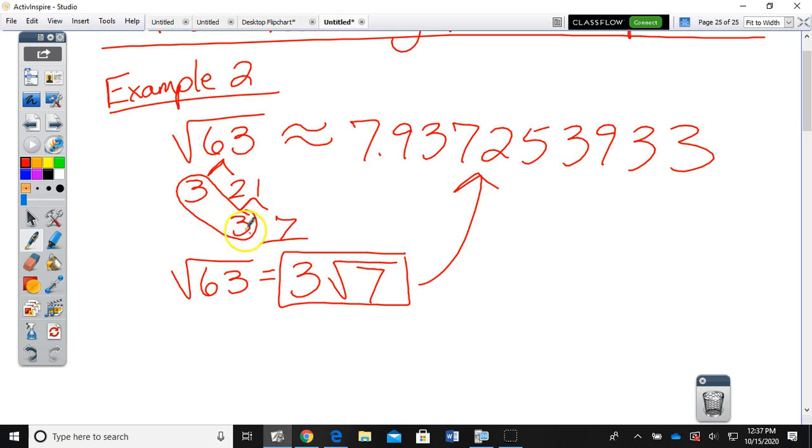What is 3 times 3? 9. So this is like saying the square root of 9 times the square root of 7. Right? 9 times 7 is 63. But what is the square root of 9? 3. Square root of 7. Everybody good? All right, let's do another.